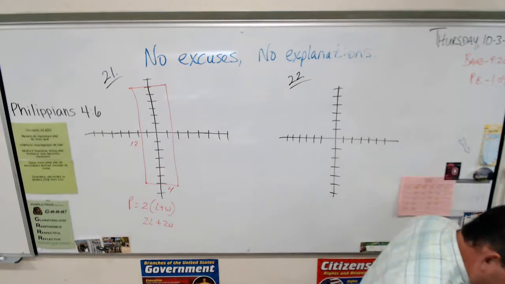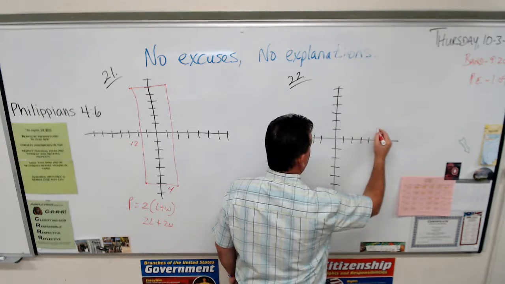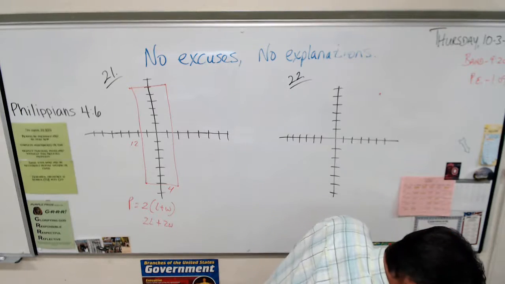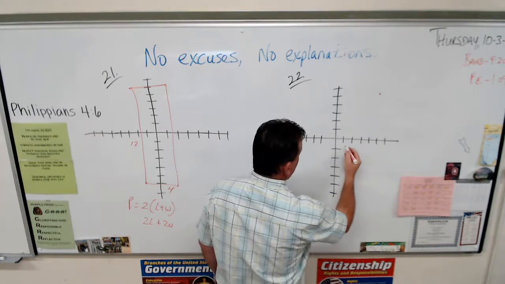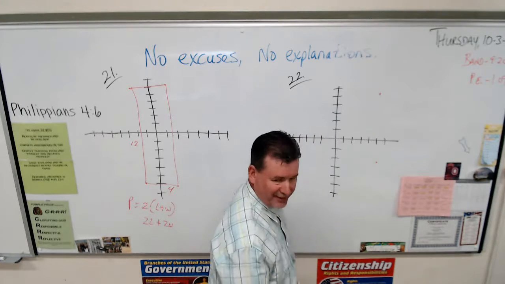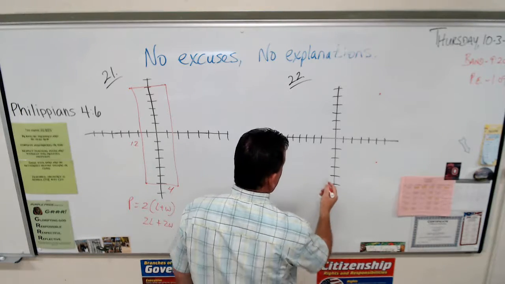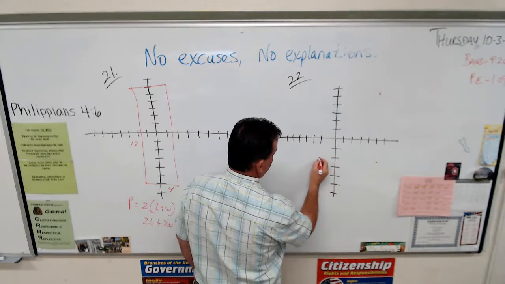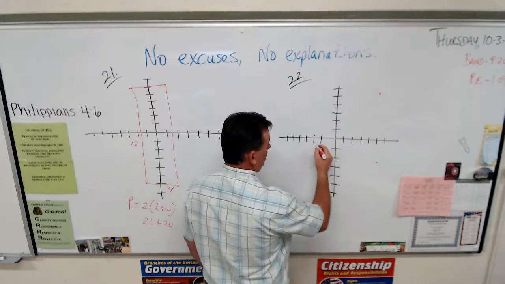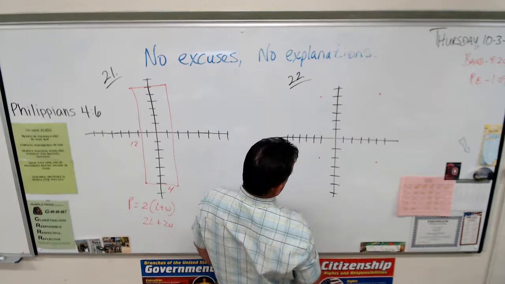Number 22. 5, 4. 2, 1, 0. -1. 5, -2. 3. -2. -1, -2. -1, 4. Yeah, 4. 2. I got it.